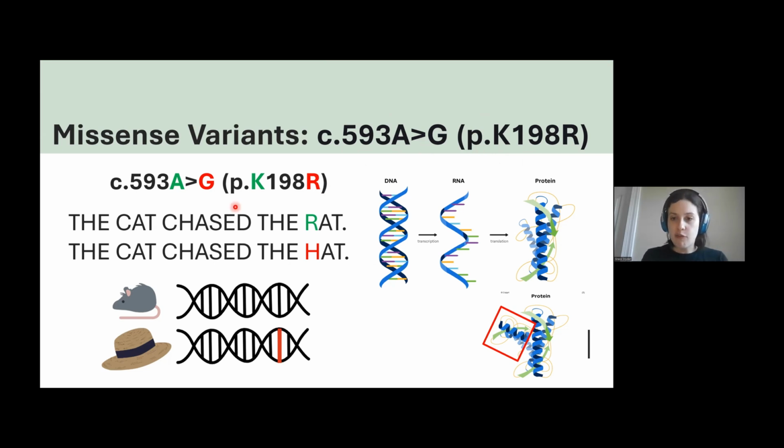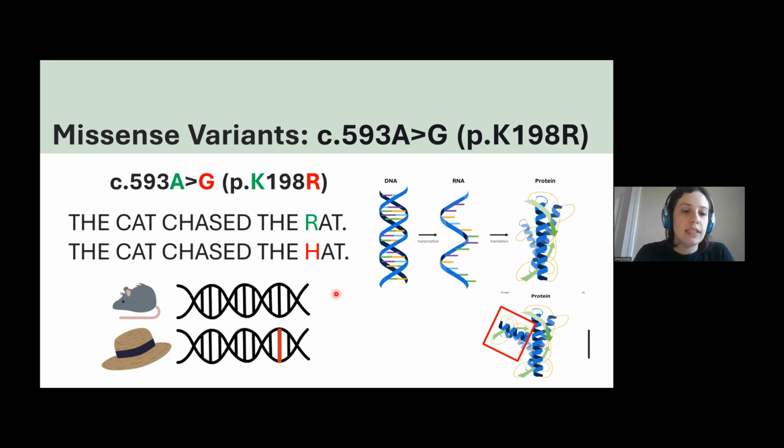So all of the information on this slide is illustrating the same concept, just in a few different ways, because some people learn visually and some people learn better with some text. So I'm going to start with this example sentence to help illustrate what's going on when you have a missense variant. So if we think about the sentence, the cat chased the rat. If you change one letter in the sentence, so for example, if you change this R to an H, that is changing the sentence, and it's changing the meaning or the sense of the sentence.